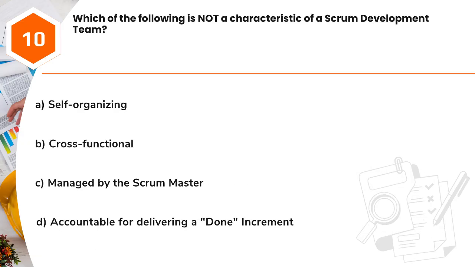Question 10. Which of the following is not a characteristic of a Scrum development team? A. Self-organizing. B. Cross-functional. C. Managed by the Scrum Master. D. Accountable for delivering a done increment.